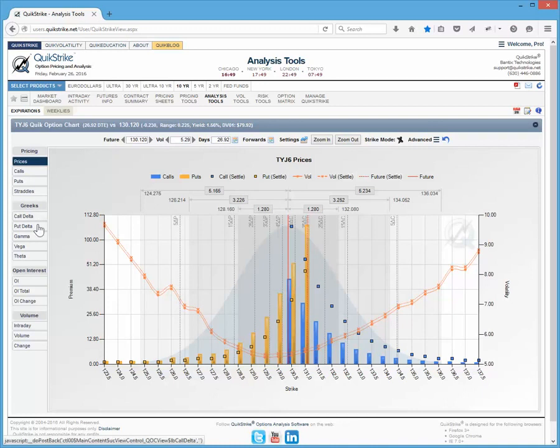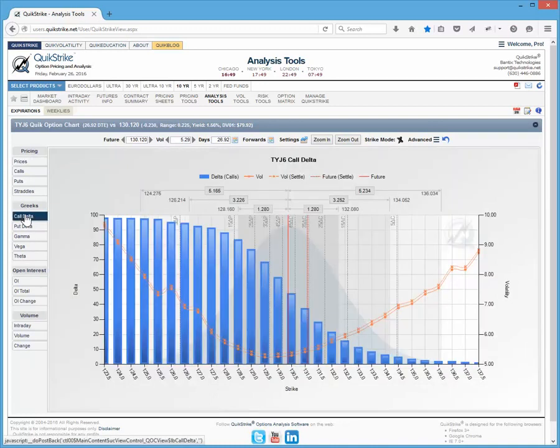I can also see the Greeks. So again, if you're newer to options, you can start to see how the deltas look based on strike and you know how much in the money, out of the money it is. So here we're seeing a call delta, and it makes sense.